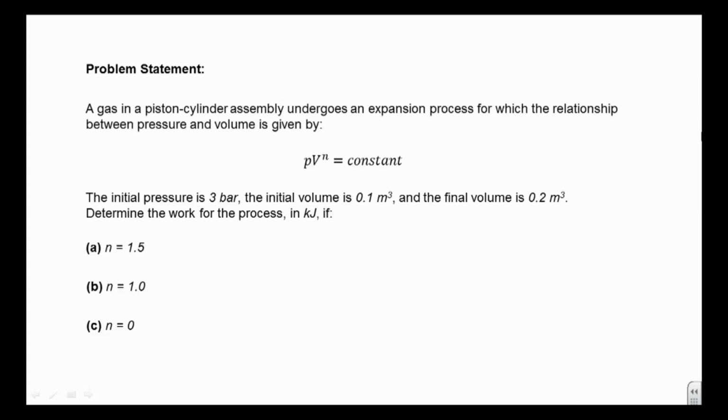Let's look at the problem statement as given to us. A gas in a piston cylinder assembly undergoes an expansion process for which the relationship between pressure and volume is given by PV^n equal to constant. The initial pressure is 3 bar, the initial volume is 0.1 cubic meter, and the final volume is 0.2 cubic meter. Determine the work for the process in kilojoules. For scenario A, n is equal to 1.5, scenario B, n is equal to 1, and scenario C, n is equal to 0.